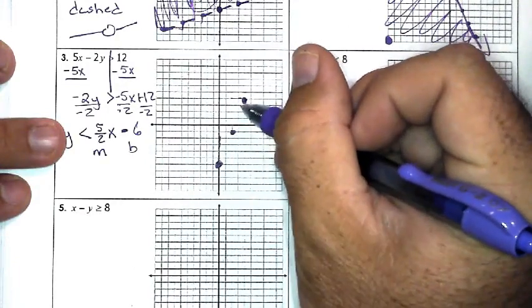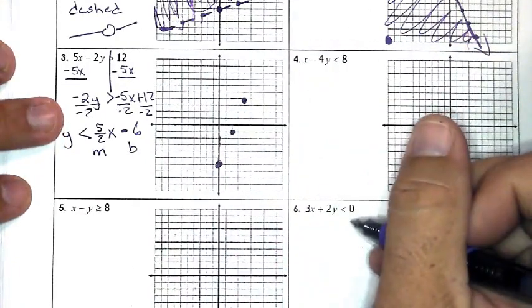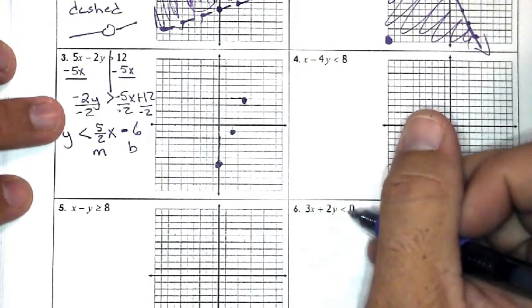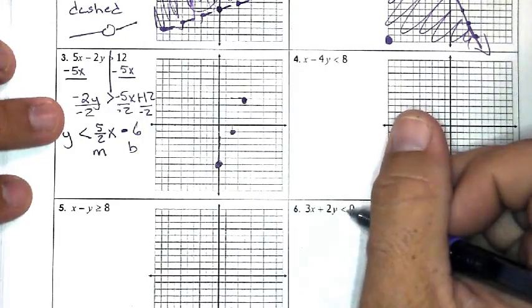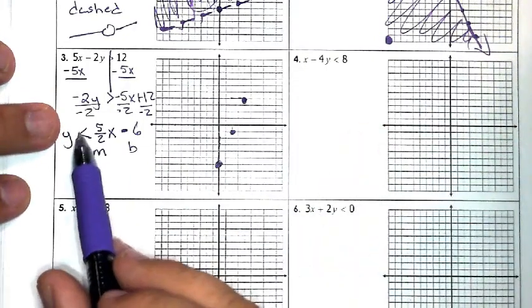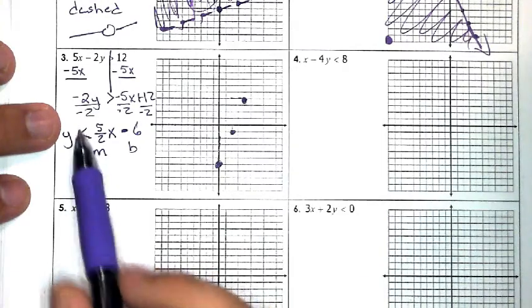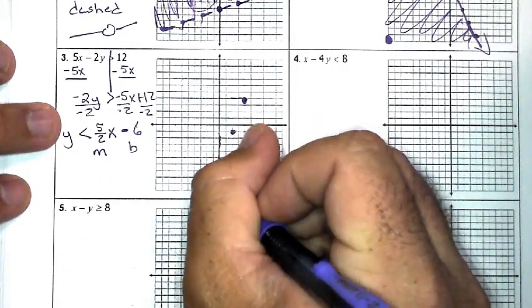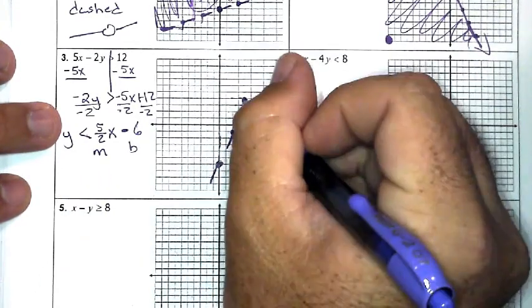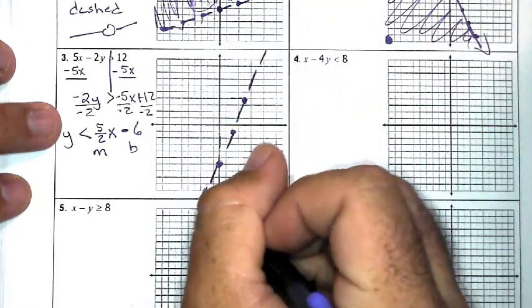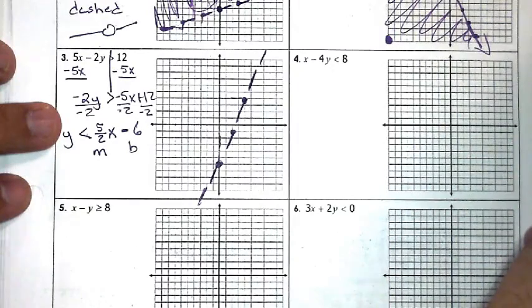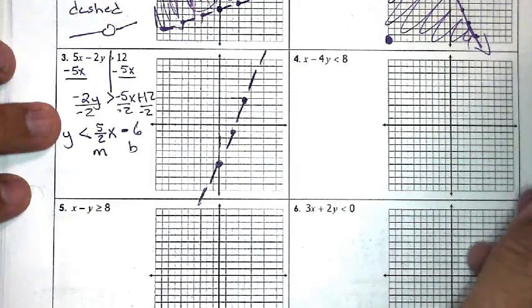Ask yourself 2 questions. Question number 1. Dashed or solid? Dashed, because my inequality is non-inclusive. So I will have a dashed line going up and down. Okay. Question number 2. Above or below?